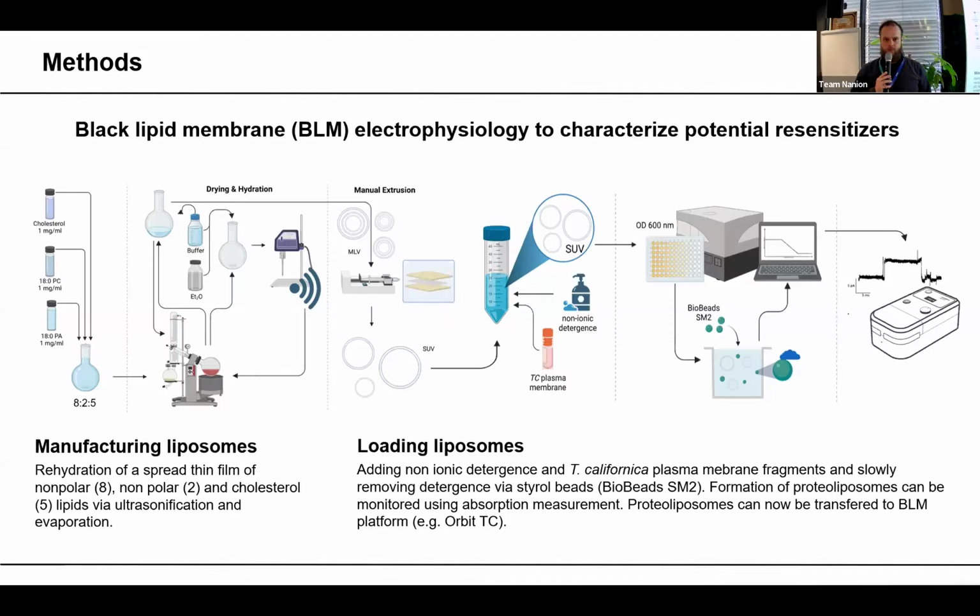We then added TC plasma membrane, which means Torpedo californica plasma membrane, derived from differential centrifugation using the native electroplax organs of the animal, and added non-ionic detergents. We tried some ionic detergents before, and we tried some cholesterol derivatives, but they did not prove very successful. For us, it was the non-ionic detergent that gave us the turn.